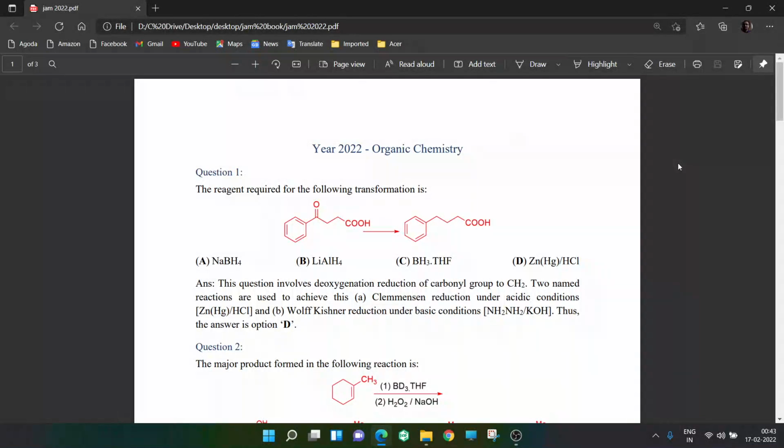Hello everyone. Let's start solving the JAM question of 2022, the organic questions. So let's start. The first question says the reagent required for the following transformation is.